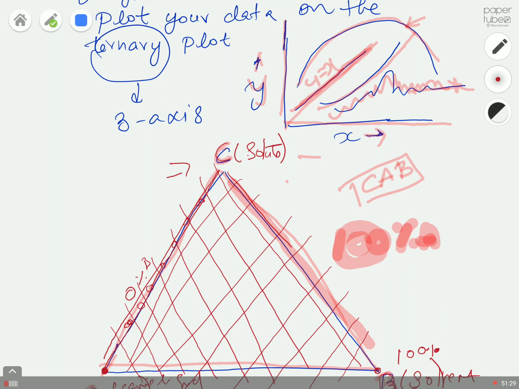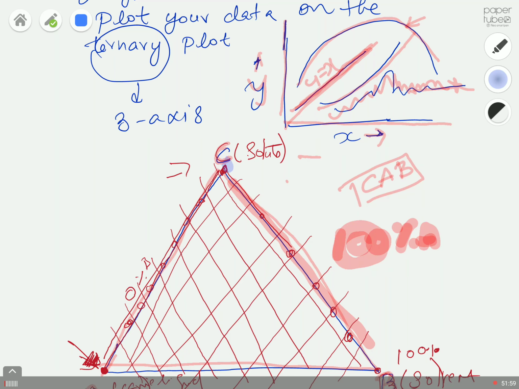If you have any point on this line, it means you have 0% of A. And if your point lies exactly on the left side corner, which is here, I hope you are all following the arrow, that means you have 100% A, 0% of C, and 0% of B. Likewise, the same rule applies here. If you go to the top, let me change the color.